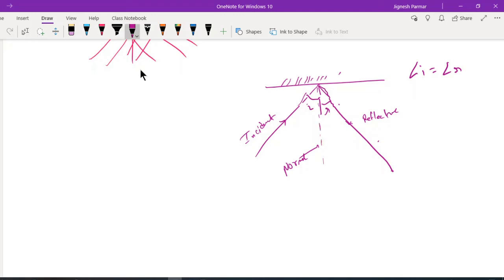And this is the normal. So the incident ray, the normal and the reflected ray are always in the same plane. So these are the two rules which are applicable everywhere. These laws are applicable for all kinds of reflecting surfaces, even spherical.